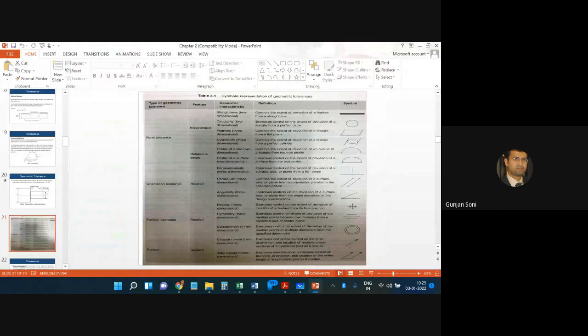Okay, so these are, I'll share this, you can read it later. These are the different types of tolerances which you see.